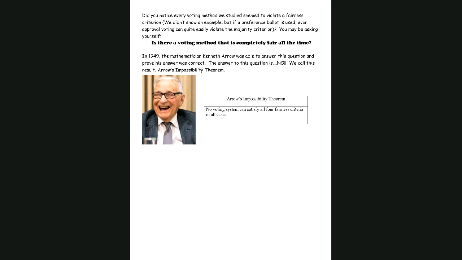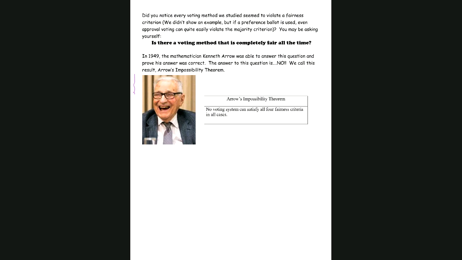Well, in 1949, the mathematician Kenneth Arrow, who was a mathematician, economist and social theorist, was able to answer this question and prove his answer was correct. And the answer is no. We call this result Arrow's impossibility theorem. Arrow's impossibility theorem states that no voting system can satisfy all 4 fairness criteria in all cases. So every single voting system has the potential to violate one of the 4.